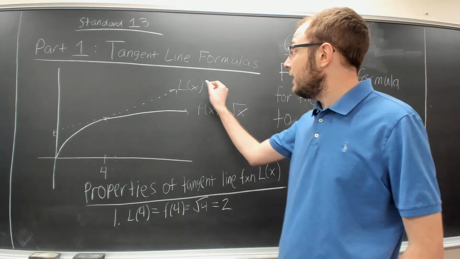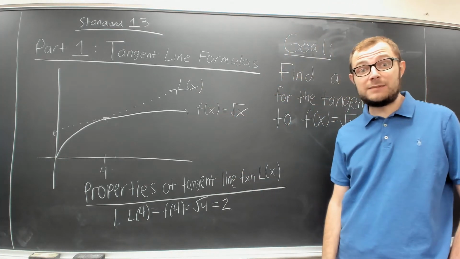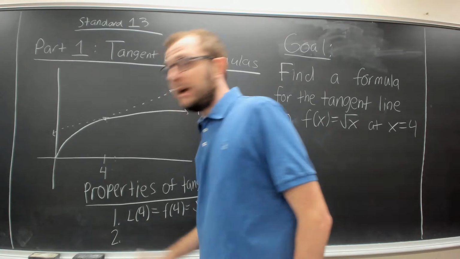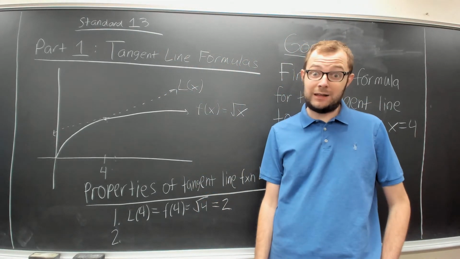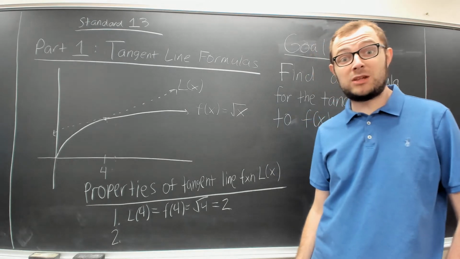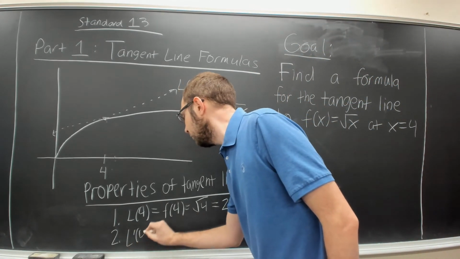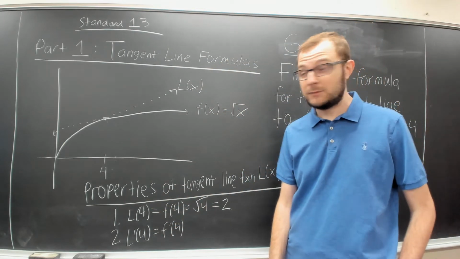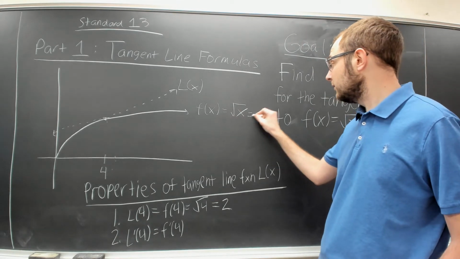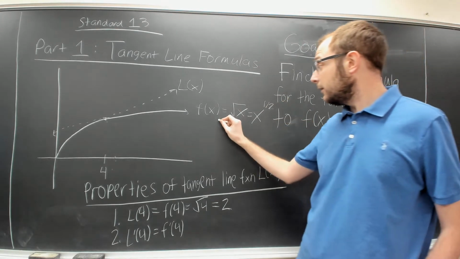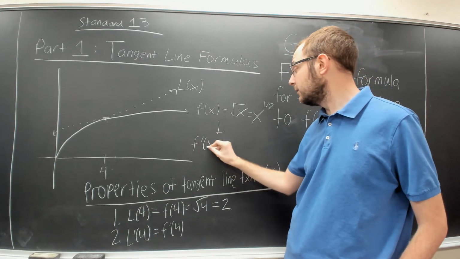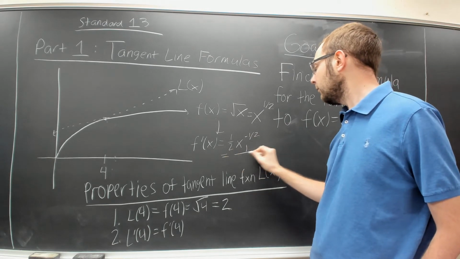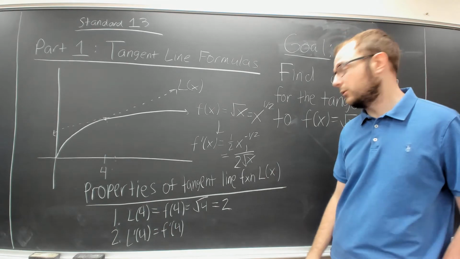The other property that L of x has is that it needs to have the same slope as f of x does at x equals 4. How do we find the slope of a function f of x, or of L of x for that matter? Well, that's just going to be the derivative. So L prime of 4, we want to be equal to f prime of 4. And if f of x is the square root of x, or x to the 1/2 power, that's going to tell us that f prime of x is going to be 1/2 x to the negative 1/2 power, or 1 over 2 times the square root of x.